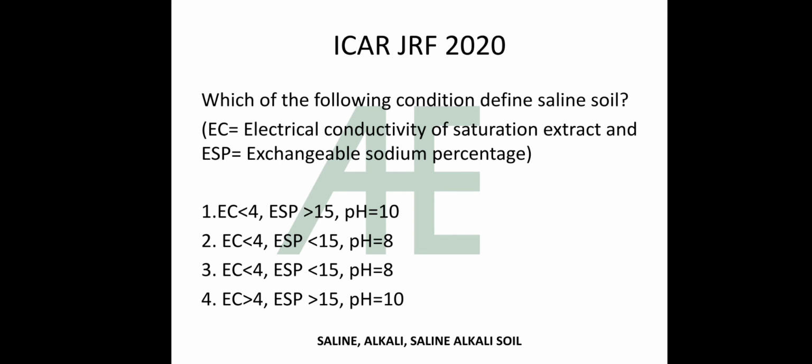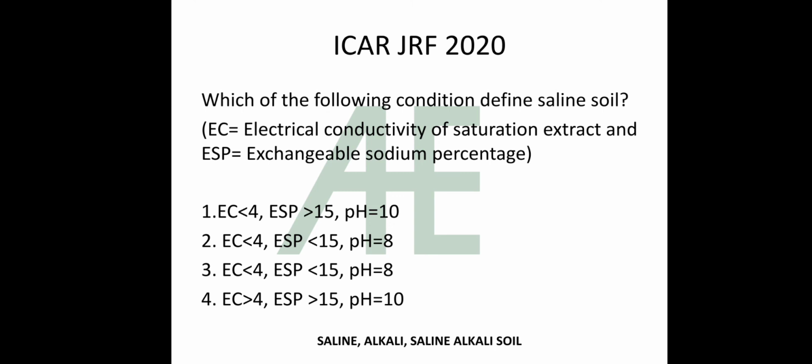Now why is this a frequently asked question? In ICAR JRF 2020, they asked this question: which of the following conditions defines saline soil? EC is equal to electrical conductivity of saturation extract and ESP is equal to exchangeable sodium percentage. Option 1, EC is less than 4, ESP is greater than 15, pH is equal to 10. Option 2, EC is less than 4, ESP is less than 15, pH is equal to 8.